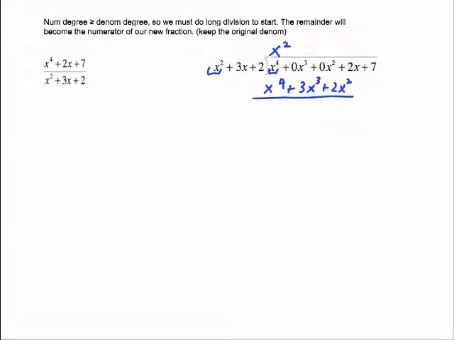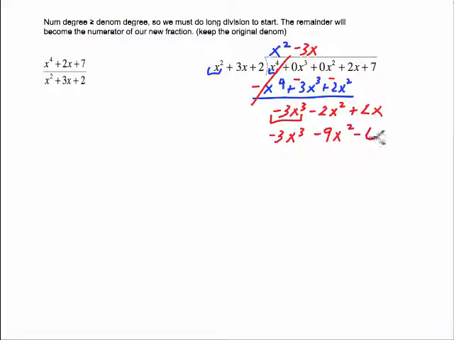Now draw the line, change all of those signs. That makes the x to the 4th cancel out. 0 minus 3 is negative 3x cubed minus 2x squared. Bring down your next term, which is 2x, and start dividing again. Negative 3x cubed divided by x squared is negative 3x. Come back and multiply negative 3x times all of that, which is negative 3x cubed minus 9x squared minus 6x.